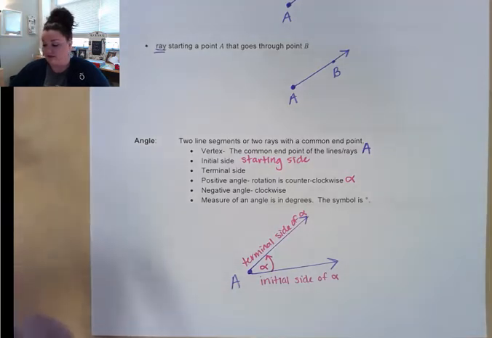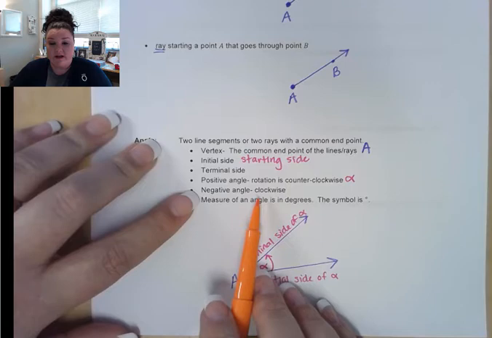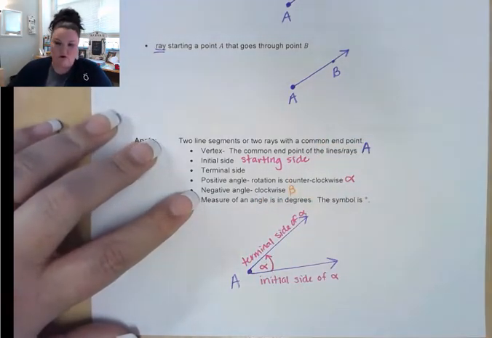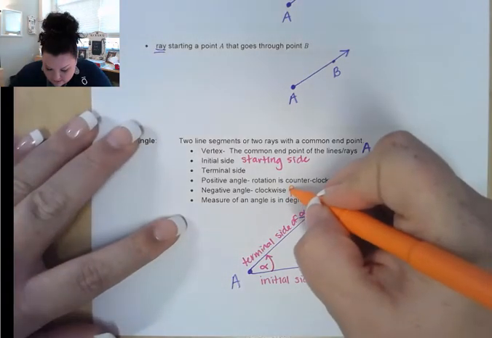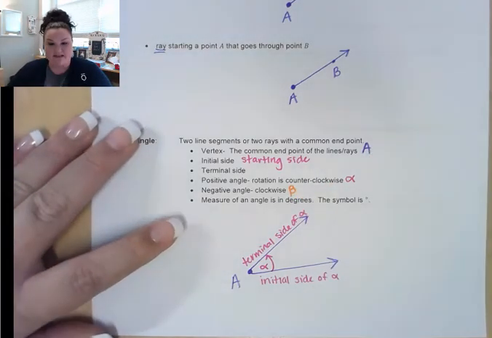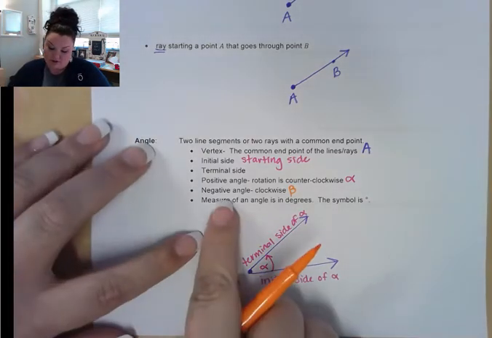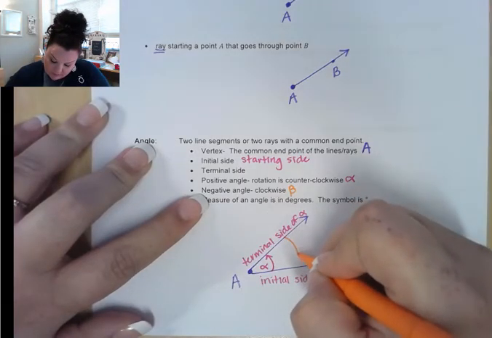Now, that's defined for alpha, but we could have other angles. We could have a negative angle. Negative angles go clockwise. So let's just make up an angle and call it beta. To do a Greek beta, it's kind of like making a capital B, but it has kind of a long stick. If we're going to look at a negative angle, we know that it goes clockwise, so beta would look more like this.